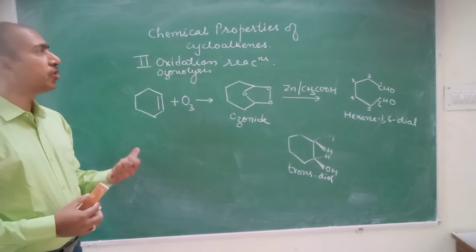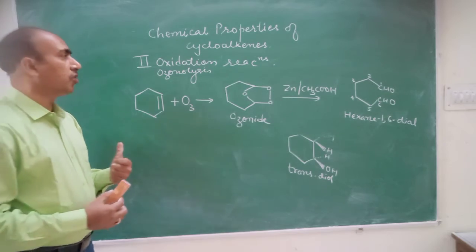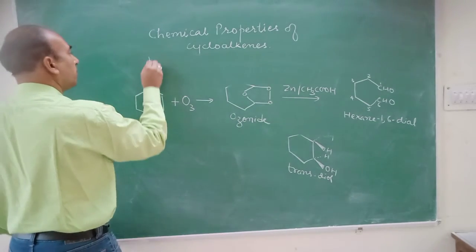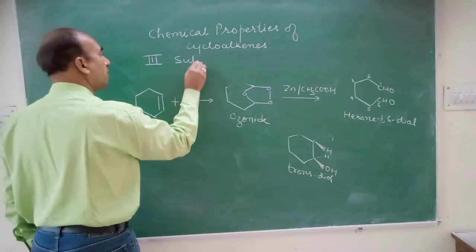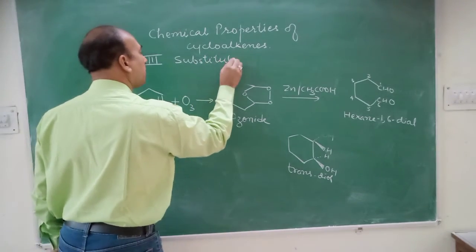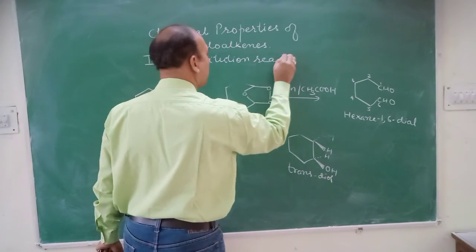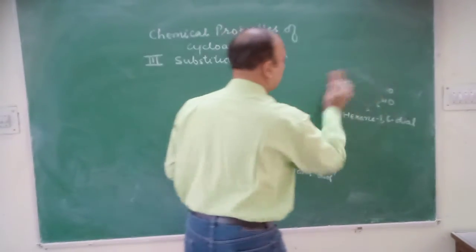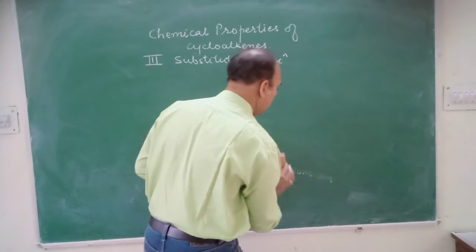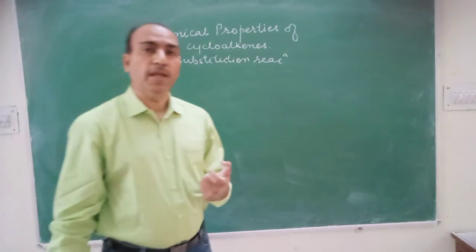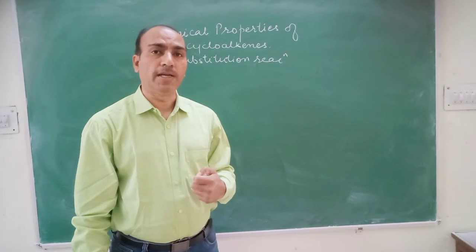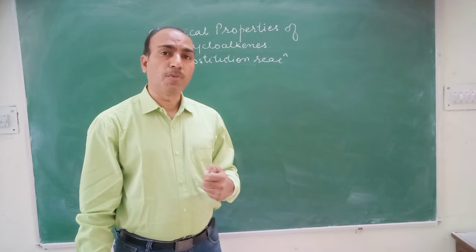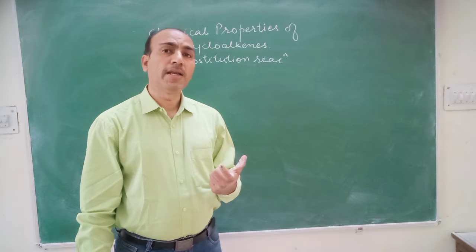Then the last type of reaction of cycloalkene is the substitution reaction. Cyclohexene on reaction with N-bromosuccinimide in presence of heat or light undergoes substitution at the allylic position. Instead of getting the addition product, we are getting the substitution product. Why are we getting the substitution product?